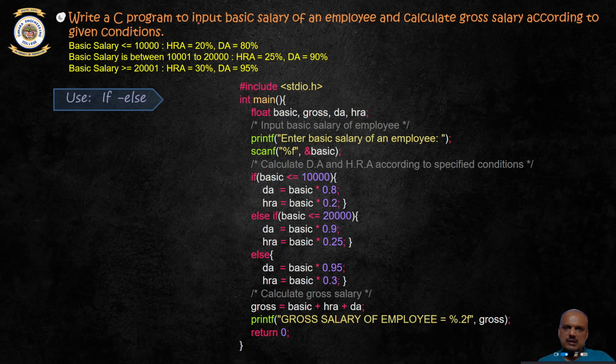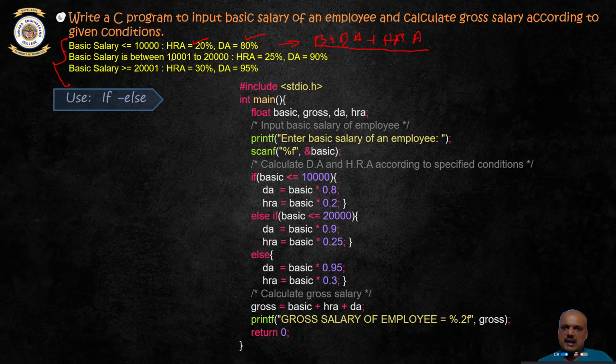So what is done in this program? Here there is a task given to you. Given the basic salary, you need to calculate the gross income of an employee, and the rules for calculating it are: if the basic salary is less than 10,000, then the HRA is 20% and DA is 80%, and the gross salary is basic plus DA plus HRA. So that is the gross salary of the employee.